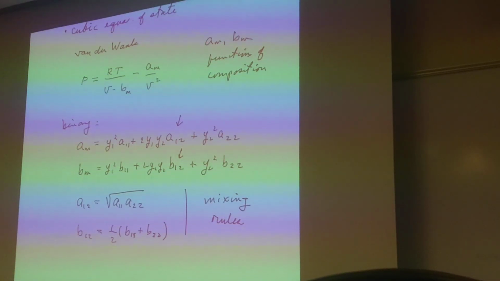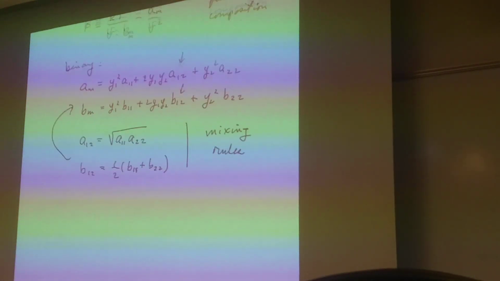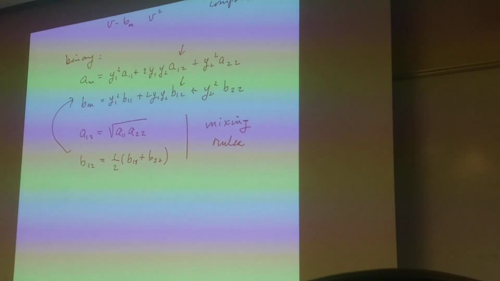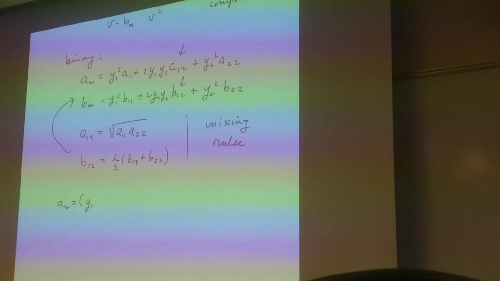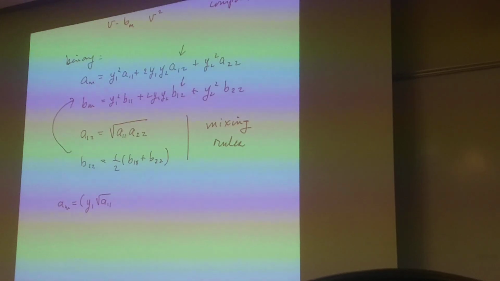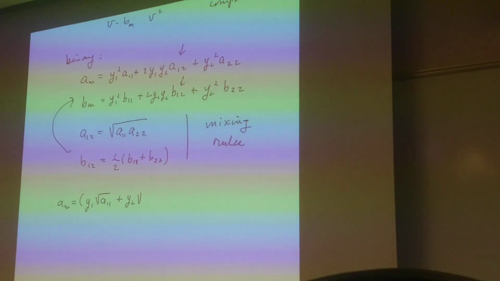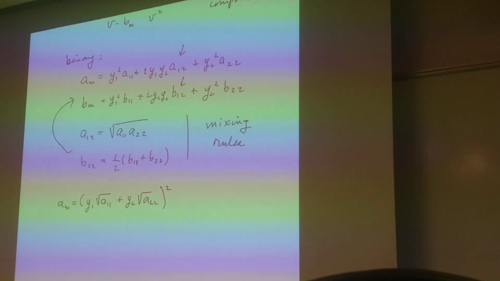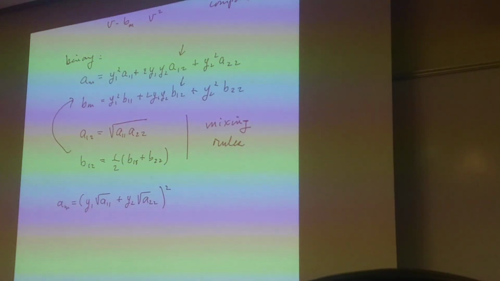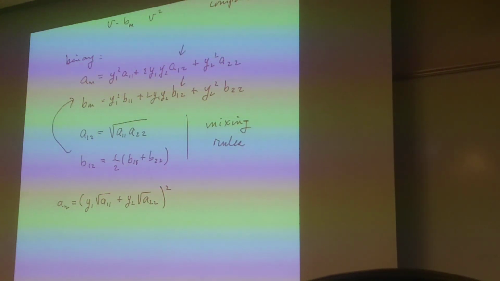Now, if I plug the mixing rules back into these expressions, I'll end up with the effective expressions for the mixture constants in terms of the pure component constants by themselves. And sticking with the idea of it being a binary, A_M turns out to be y1 times the square root of A11 plus y2 times the square root of A22, quantity squared. And you can see that yourself. If you plug the mixing rule into the binary expression above, then this is what it boils down to. And B_M works out to be just the mole fraction average.